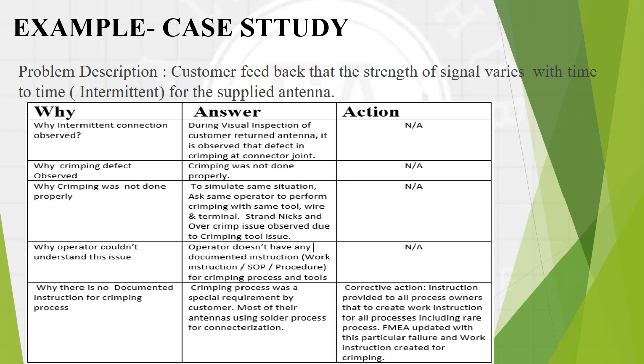Why intermittent connection? An intermittent connection means the strength of the signal varies, sometimes good, sometimes bad. Why is this intermittent connection observed? The answer: during visual inspection of the customer-returned antenna, a defect in crimping at the connector joint was observed. Crimping is a process of connecting a connector with a wire. So they observed there is some defect in crimping. So next, why defect in crimping? Next why.